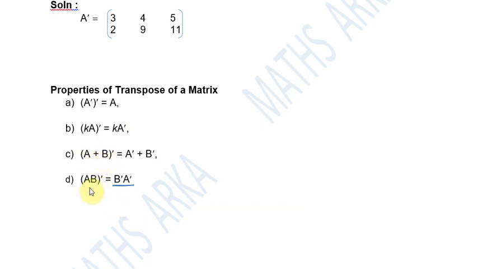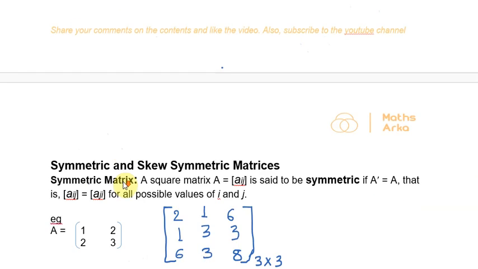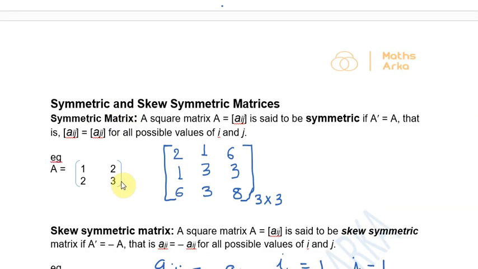But we need to look into this with much care. When we take the transpose of the product of two matrices, the order changes, that is, AB transpose becomes B transpose into A transpose. Now symmetric and skew symmetric matrices.